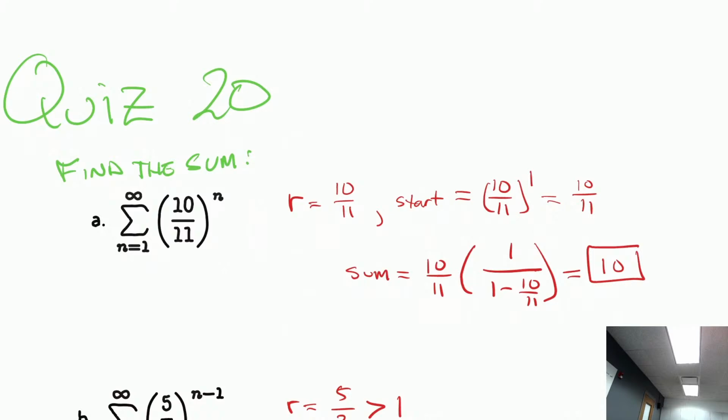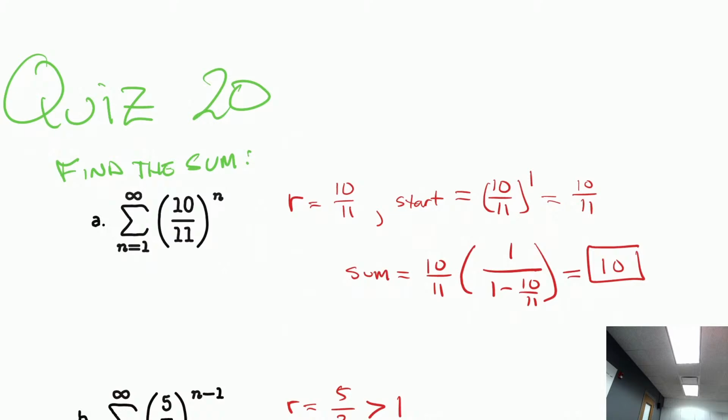So first of all, I recognize this is geometric, and the common ratio is 10/11ths. That's the first thing I note. And then I want the starting point. The starting point is the first number in the series. So the first number in the series is going to be this to the first power, which is just that. Now I put it into my formula.